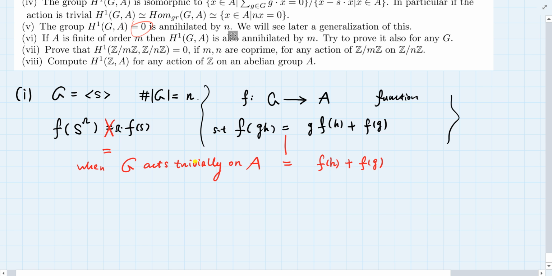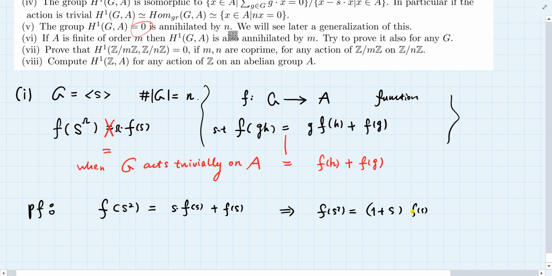Okay, so what do we do? Proof. Since we have this, in particular F(S squared): it's not F(S) plus F(S), but it's S acting on F(S) plus F(S). This is good enough for us, which tells us that F(S squared) equals (1 plus S) acting on F(S).